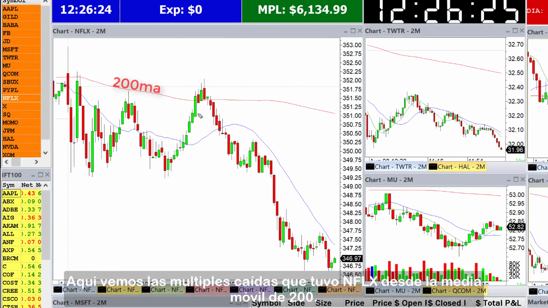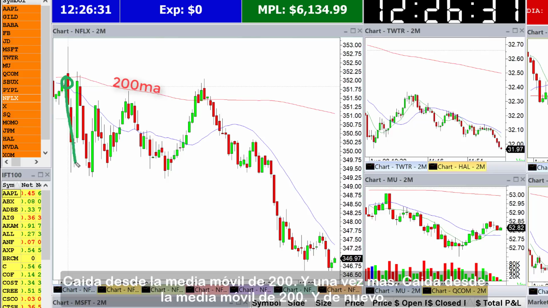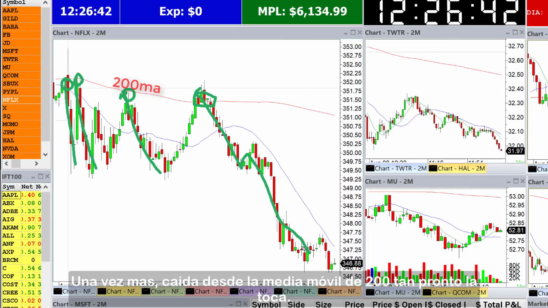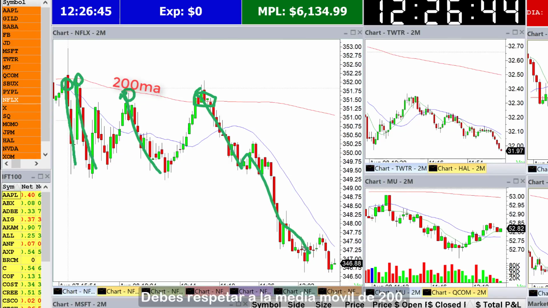Here is Netflix's multiple decline from its 200 period moving average. Decline from its 200 period moving average. Again, decline from its 200 period moving average area. You must respect the 200 period moving average.